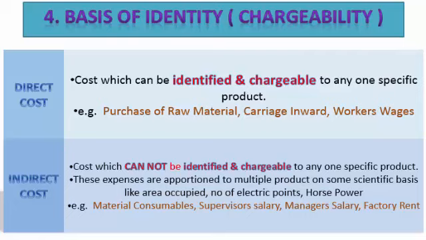So why do we want to know whether this is direct or indirect? Direct cost means we directly charge it to the product, and indirect cost we apportion among the multiple products on a certain scientific basis, like area occupied, time devoted by a person.